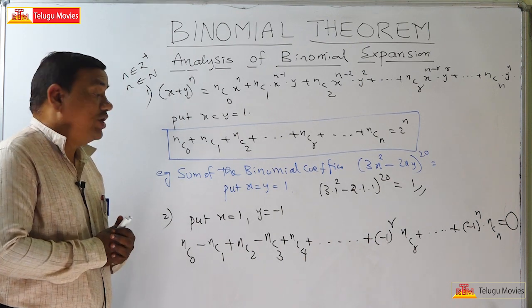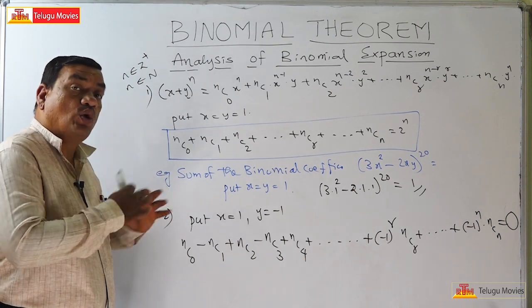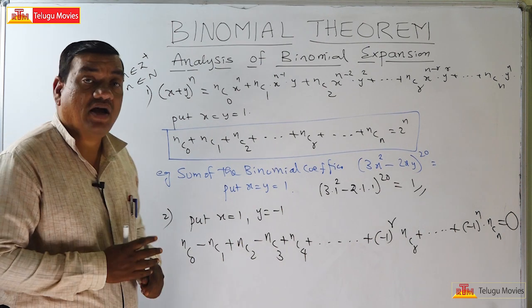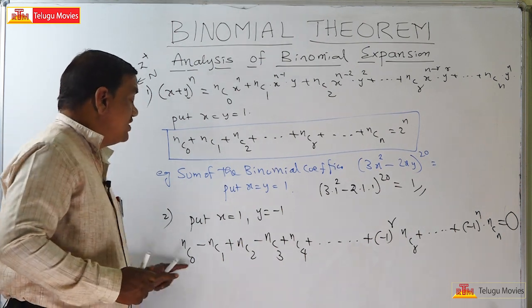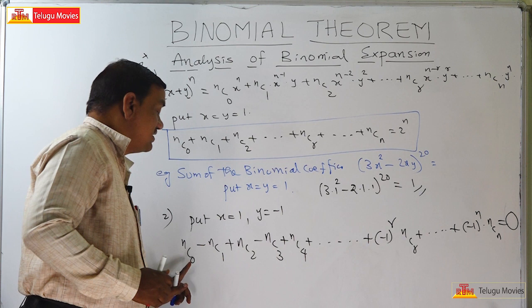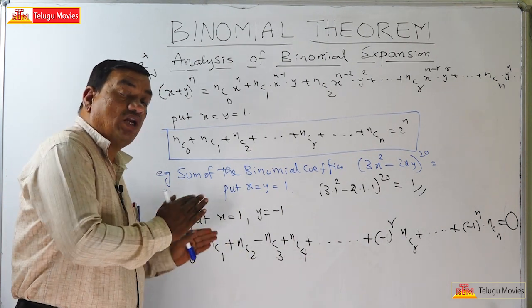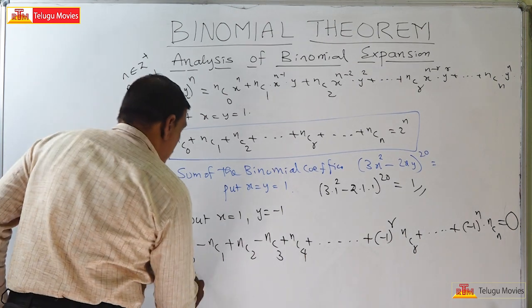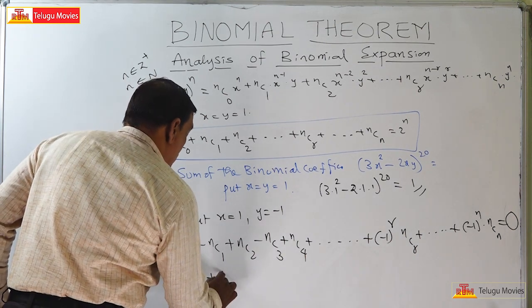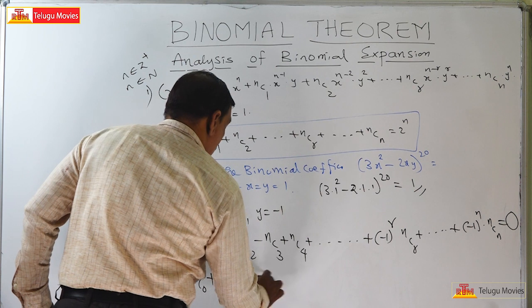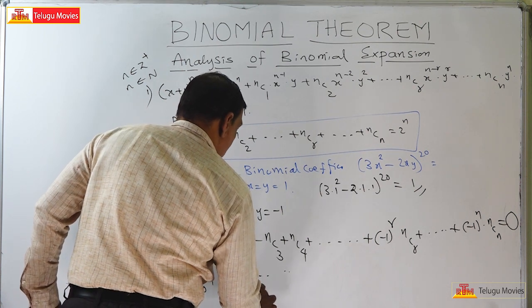Now what I am going to do is regroup the terms, grouping the remaining terms. Why? Because see here nC0, nC2, nC4. See the suffix here, 0, 2, 4. So bring all these terms to one place. So this is equal to nC0 plus nC2 plus nC4 plus so on.